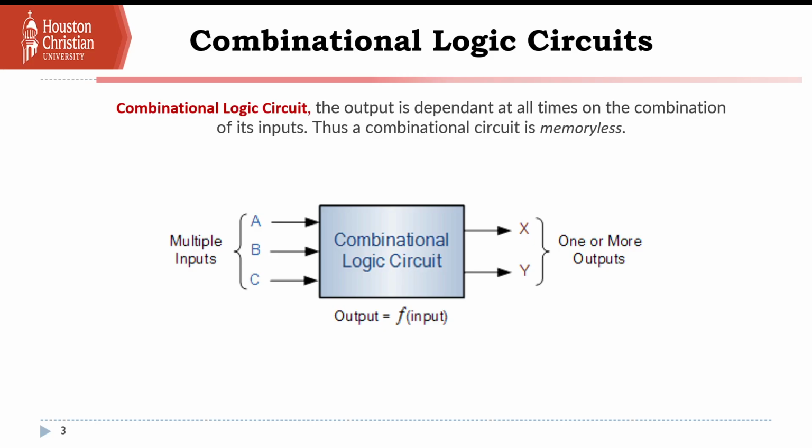A combination logic circuit is where you have multiple inputs and, depending on some kind of function you use, you get one or more outputs. Now there are different kinds of combination logic circuits, like decoders, encoders, multiplexers, and demultiplexers. So let's go in detail.